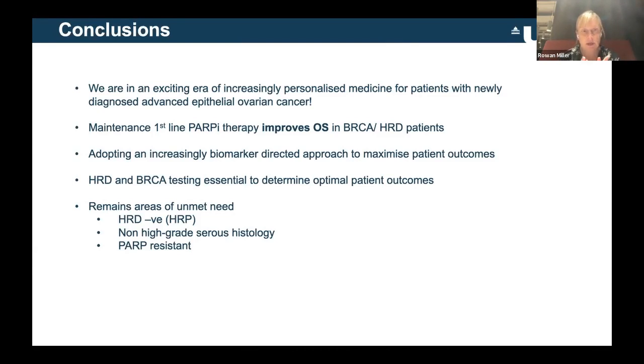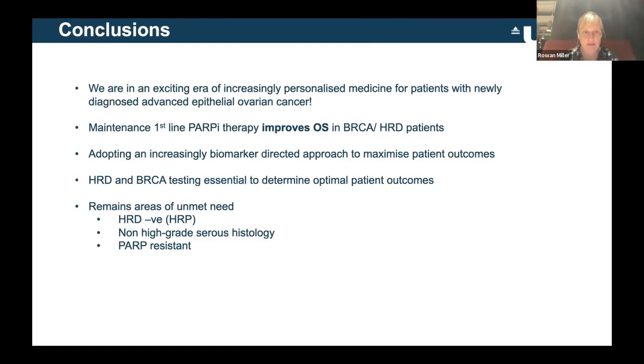We need to be doing HRD and BRCA testing on all our patients. We need to be doing it early on in the treatment paradigm so that we can make decisions on adding bevacizumab if we need to. But despite all this positive stuff, there are significant areas of unmet need.